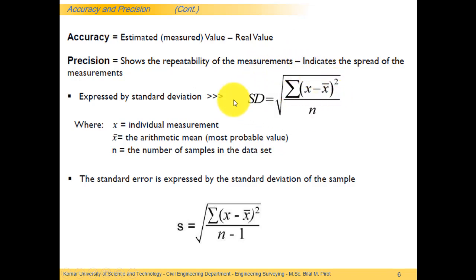We will use the same formula for finding the precision. So as you see, we have this formula. The only change in this formula is we should write n minus 1 under the formula.